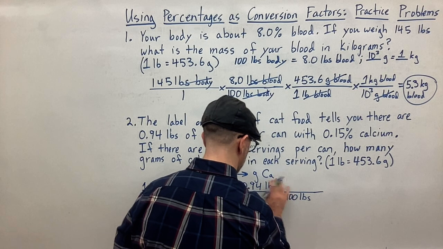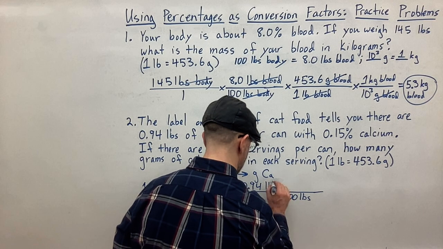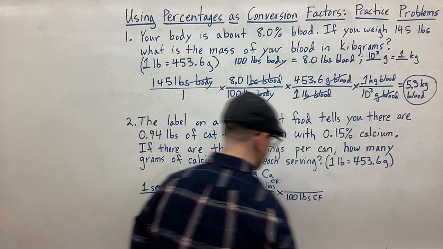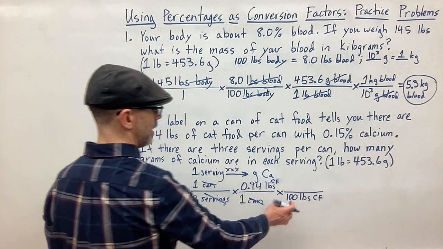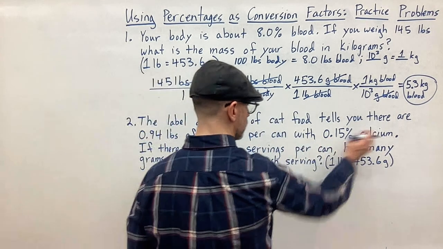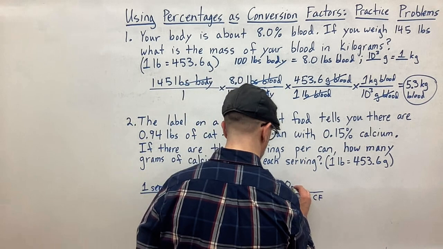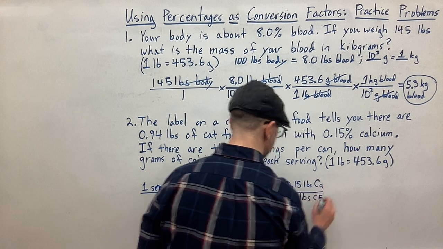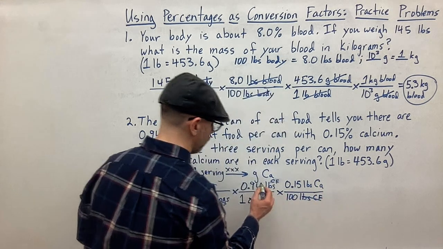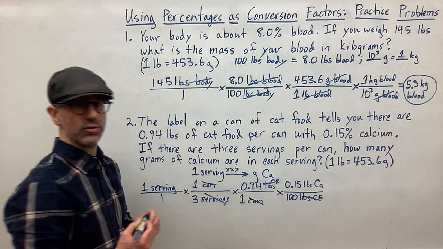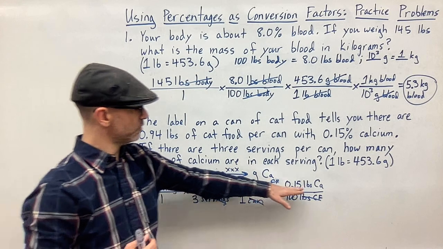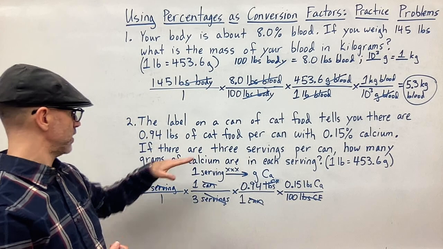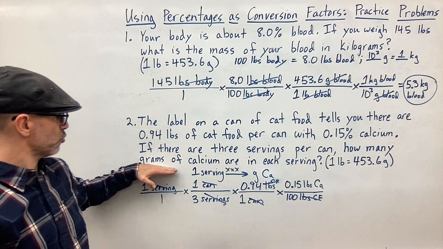Cat food or CF. I write CF for cat food. 100 pounds of CF, cat food, on the bottom. And then on top, I'll have pounds of calcium. So 0.15 pounds of calcium. So the pounds of cat food cancel out. And now I have pounds of calcium. But I don't want pounds of calcium. What are they asking? Grams. How many grams of calcium?